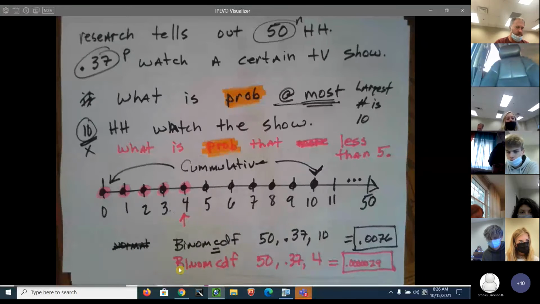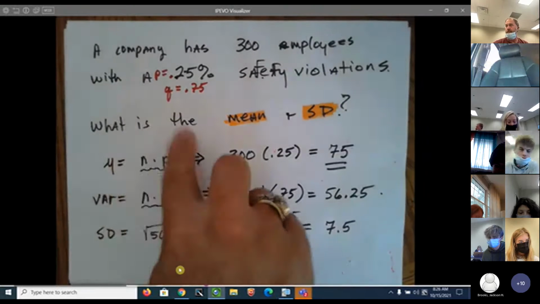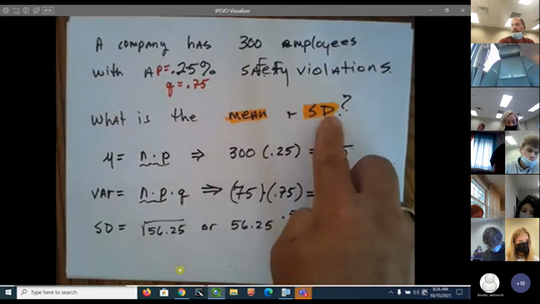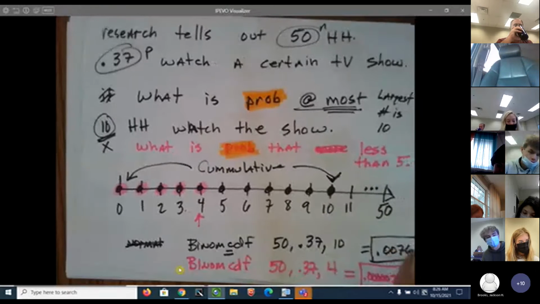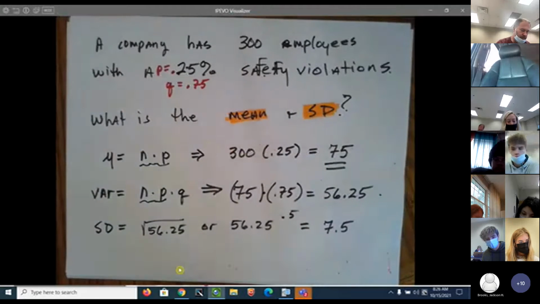And then this is a problem that you would get, and it will say, what is the mean and standard deviation? It won't say, what is the probability? What is the mean and standard deviation?